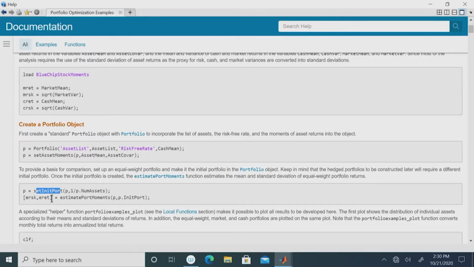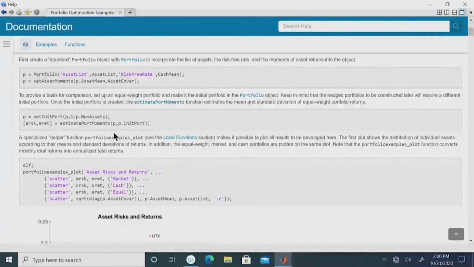These values will be returned by the estimation of the portfolio moments of the initial portfolio that was set up with the equal level of weights being assigned to all the assets that are a part of the portfolio. So, the next thing we do is we will now look at how to plot this.